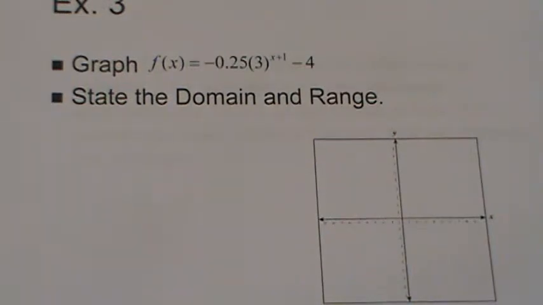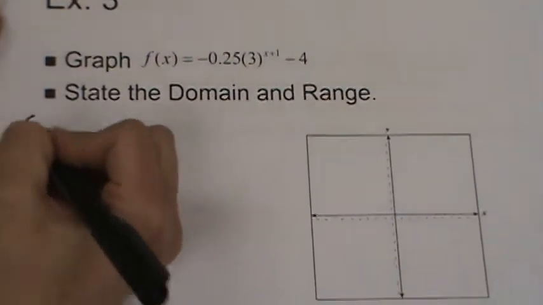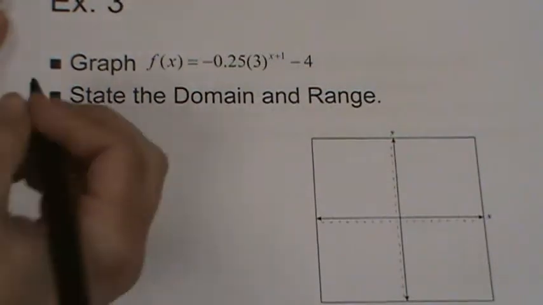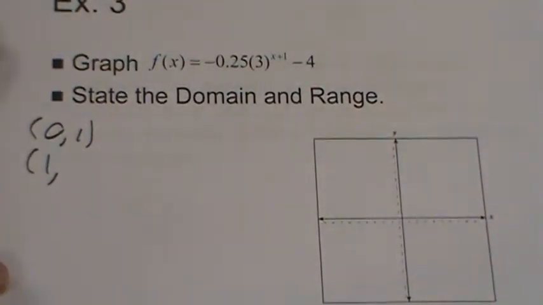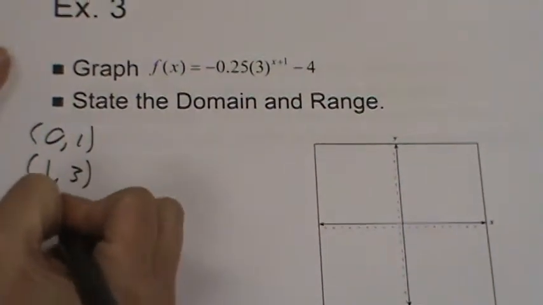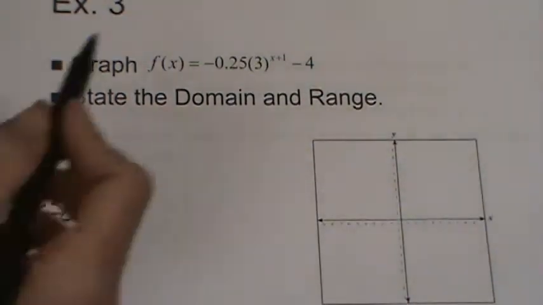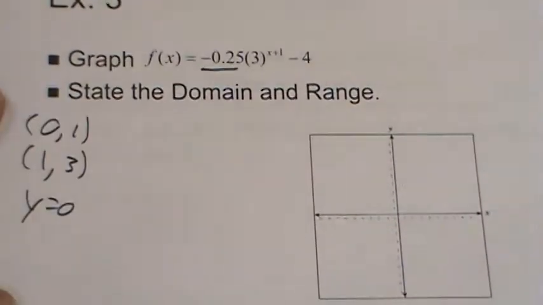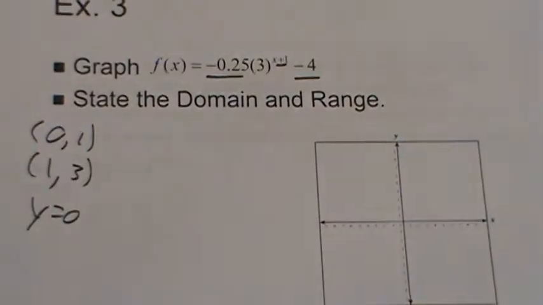Next example, same kind of thing, different numbers. So we need to take a look here. My parent points, as always, start at 0, 1, 1 in the base. So we look, the exponent now is on the 3, and then we have y equals 0 for the asymptote. The numbers we need to deal with are the negative 0.25, the plus 1, and the minus 4.